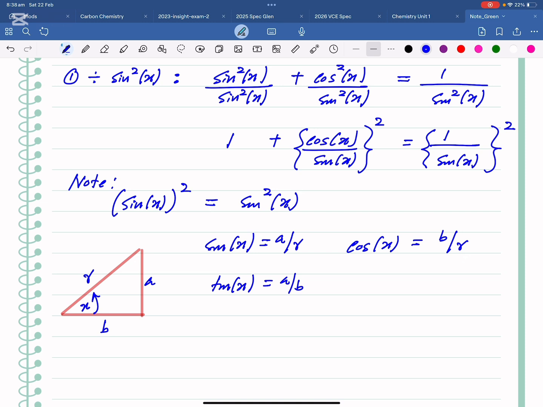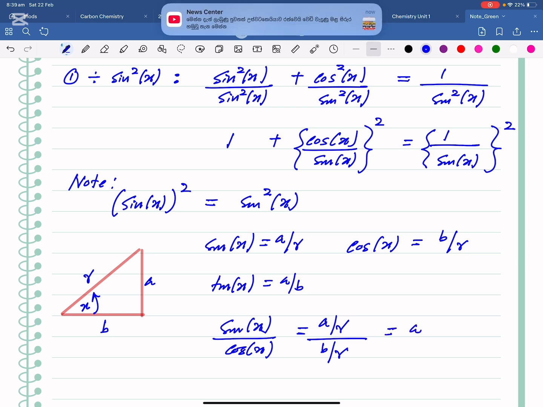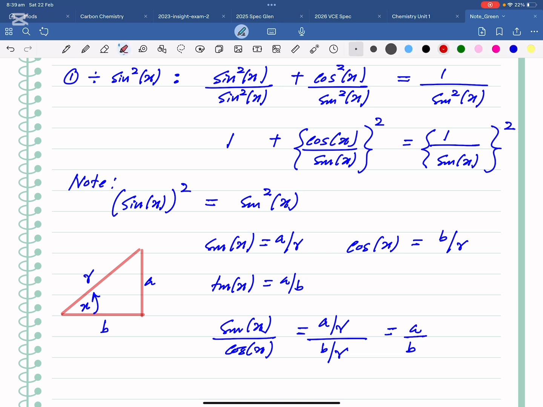Now what we will do, we will take sin x and divide by cos x. If I do that, sin x is A divided by R, and cos x is B divided by R. What is the answer? A divided by B. Now you will see A divided by A is what we got here.